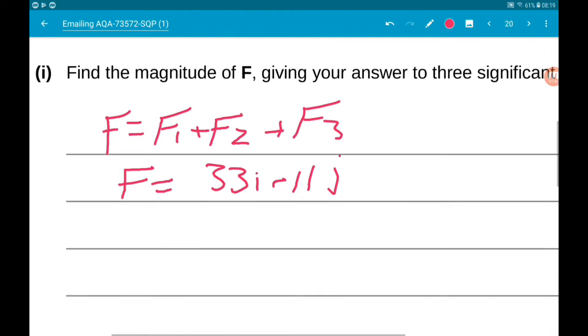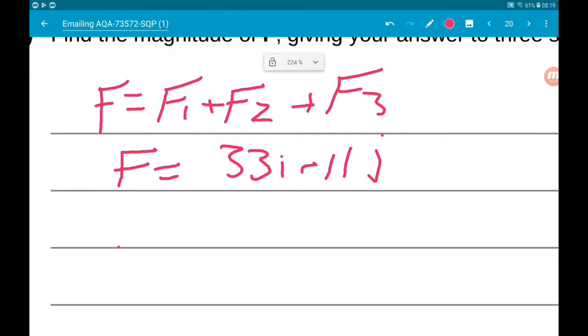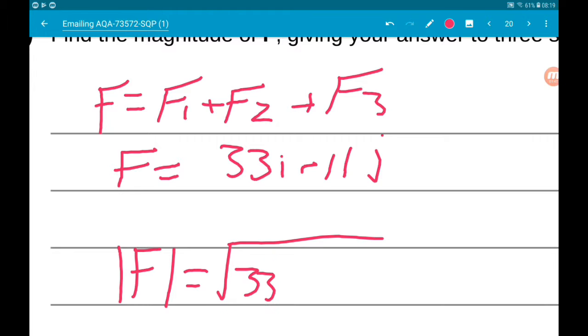So then the magnitude of F is the square root of 33 squared add 11 squared, which to three significant figures is 34.8. Cool.